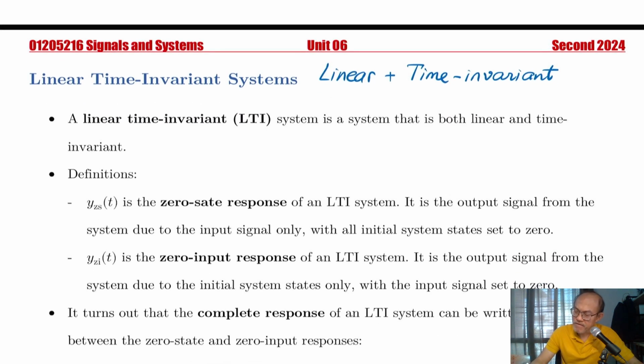A linear time invariant system is a system that is both linear and time invariant. So the keyword is both. It exhibits both of the properties at the same time. It's both linear and time invariant. Okay, right.